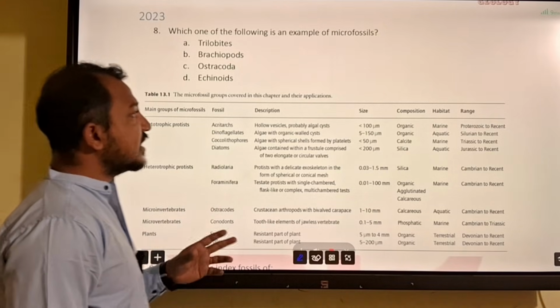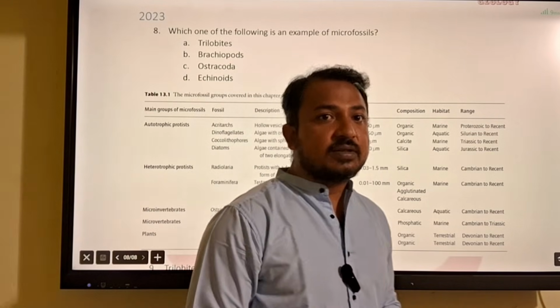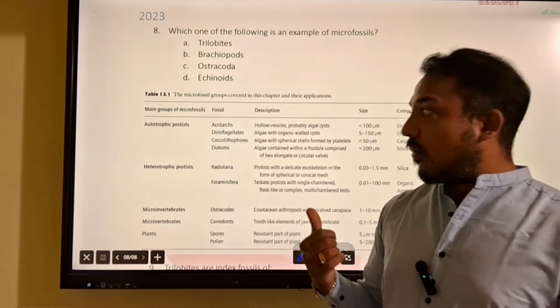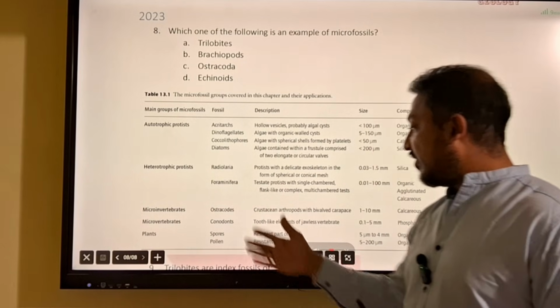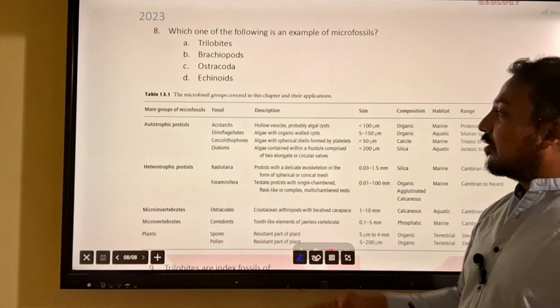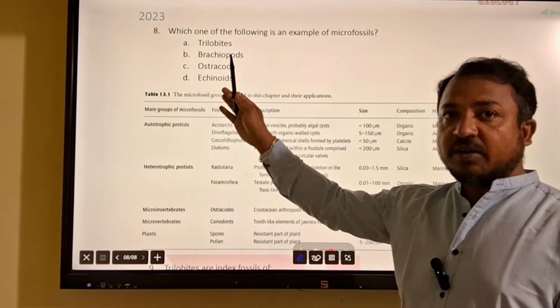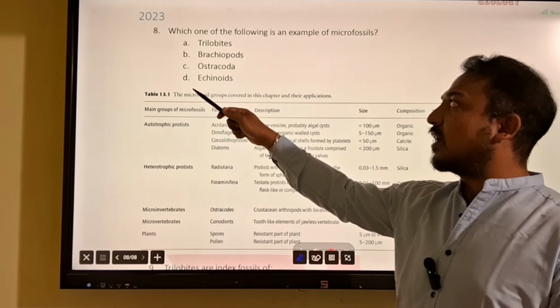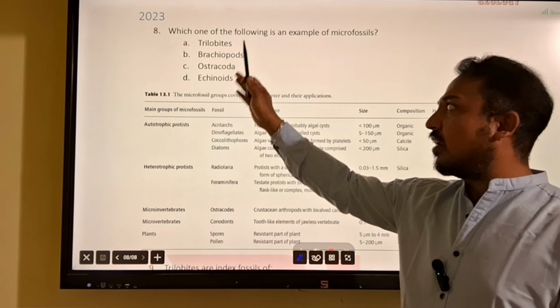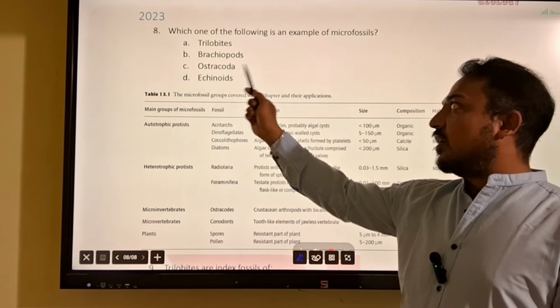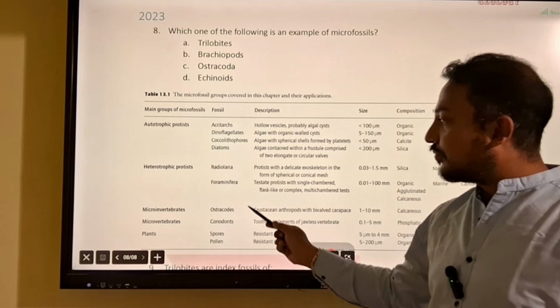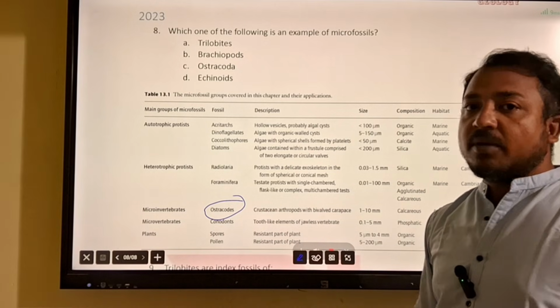Which one of the following is an example of microfossil? So microfossils, all these in the table given here belong to microfossil categories. Trilobite is an invertebrate, but it is not a microfossil. Brachiopod is not a microfossil. Echinoid is not a microfossil. All are invertebrates. Only here ostracods, you can see, is a microfossil.